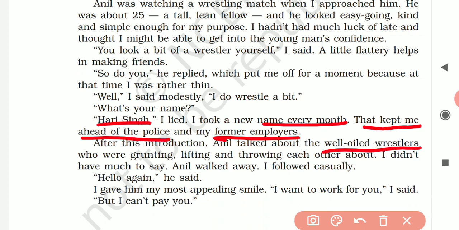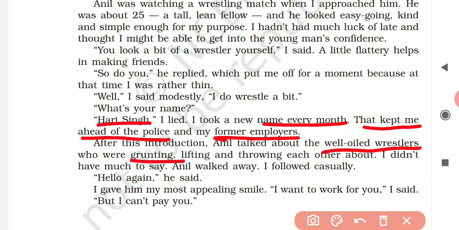You might have seen the wrestlers apply oil on their body so that they can slip easily and will not be caught by their opponent, right? It makes them slip easily and fight with the opponent. So that's why he talked about the well-oiled wrestlers who were grunting.